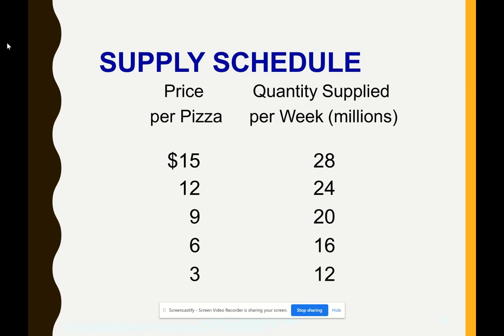That's why with supply, right? If a pizza costs $15 per pie, the producer is willing to make more of those pizzas, right? They're willing to make 28 million pizzas. But if they're only getting $3 for a pie, they're not going to sell as much because they're not interested. They're not getting a higher profit.